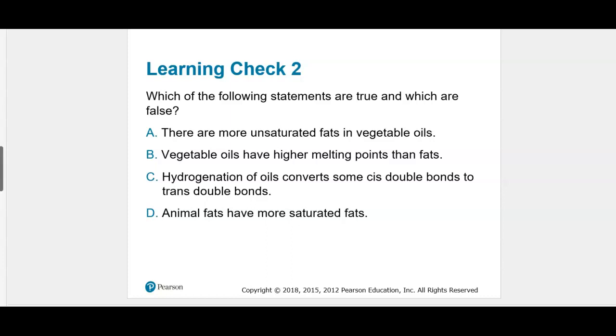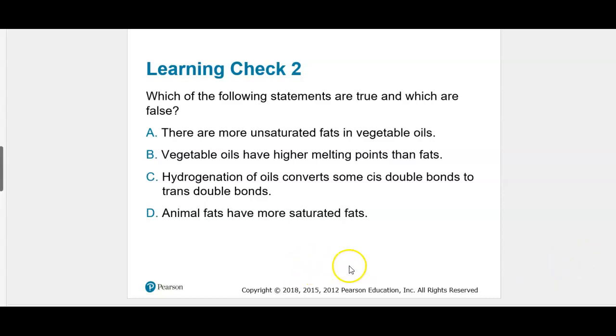Vegetable oils have higher melting points than fats. Well, we just said that vegetable oils have more unsaturated fatty acids. We know that unsaturated fatty acids have lower melting points, so B has got to be false. We have hydrogenation of oils converts some cis double bonds to trans double bonds. We just talked about that. That was the last thing we talked about, so we know that's true. Animal fats have more saturated fats. Well, that is true as well.